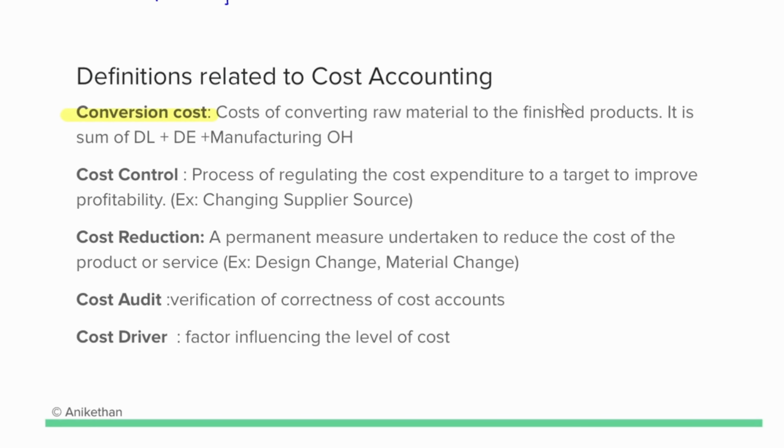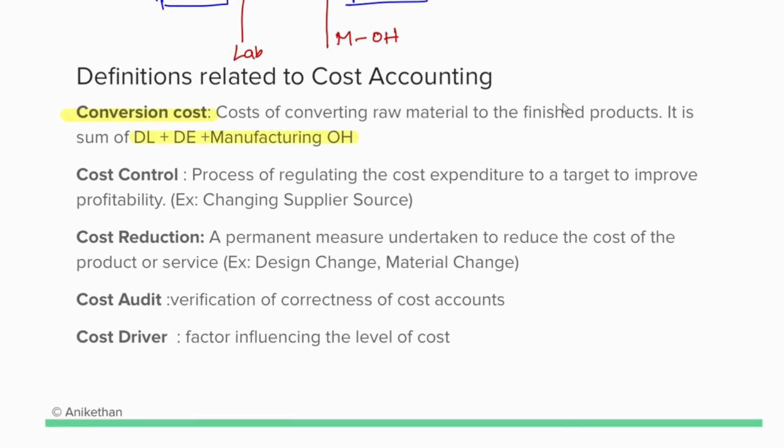It is the cost associated with converting a raw material to finished goods. To do this, what all resources or cost will you incur? You will incur labor, you will incur expense, and where will this be manufactured? In the factory. So you will incur manufacturing overhead. So conversion cost is the sum of direct labor, direct expense, and manufacturing overhead. Remembering this formula is very important because some of the questions and problems will not directly ask. They will indirectly give conversion cost and ask you to solve for direct labor or overheads.